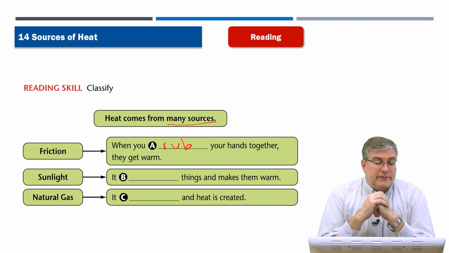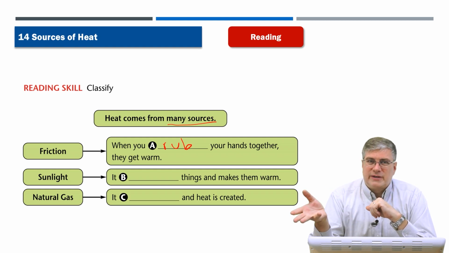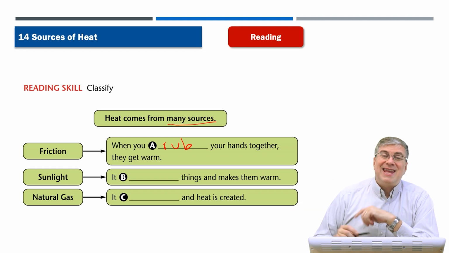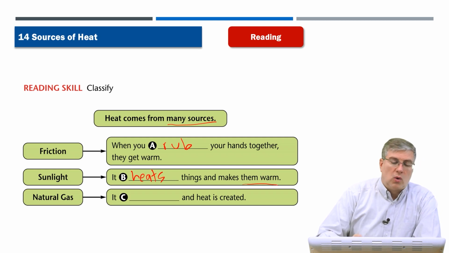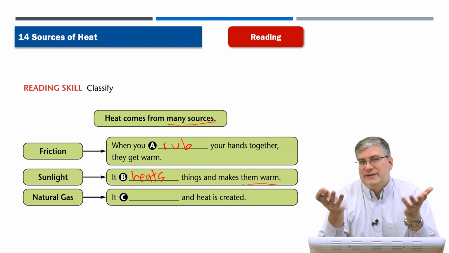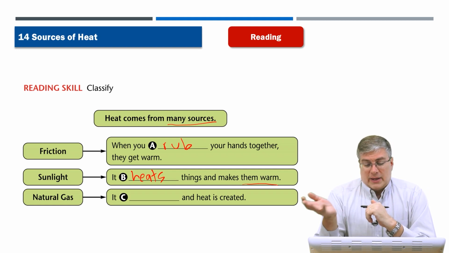The next source for heat is sunlight, right? What does sunlight do? If you put something out in the sun, what happens to it? It gets hot, right? So sunlight heats things. It heats things, and of course makes them warm. If you heat something, it's the same thing as saying it makes it warm. So you can heat things and make them warm.